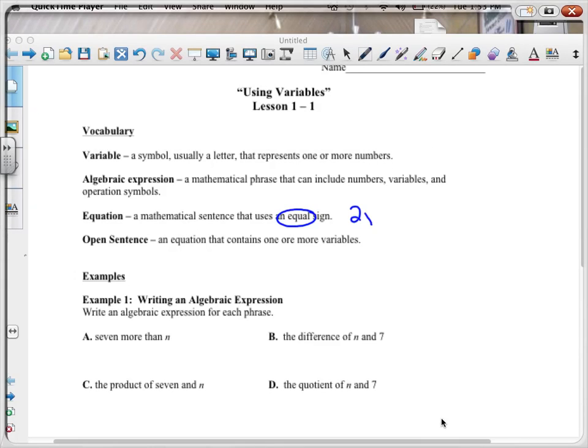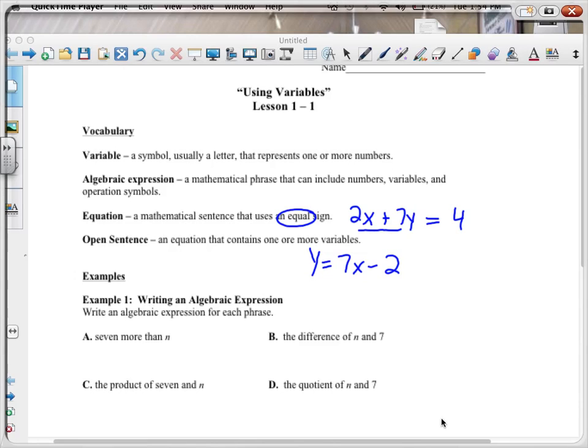We bring in the equal sign. So let's say we had 2x plus 7y, we might say that equals something, like 4. That's an equation. So an equation is when we bring in an equal sign. An open sentence is an equation that has one or more variables. So we might have this one right up here that had 2 variables, but we also might have something like y equals 7x minus 2. These are equations with variables.